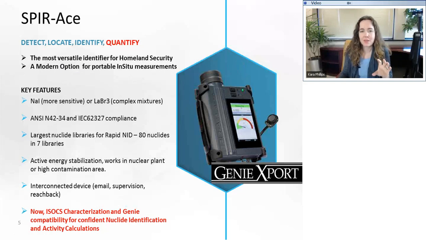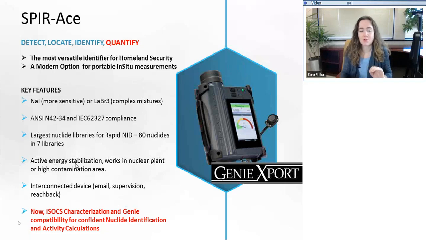One of the really key features about the device itself is that even on board, it has very rapid nuclide identification. Just within a few moments, and we'll show a few examples, you'll be able to check up to 80 different nuclides using 7 different customizable user libraries. Another nice feature is the active energy stabilization, such that if the device goes into a very hot area, it will automatically self-calibrate to keep that gain constant and give you a good and stable spectrum to work with.